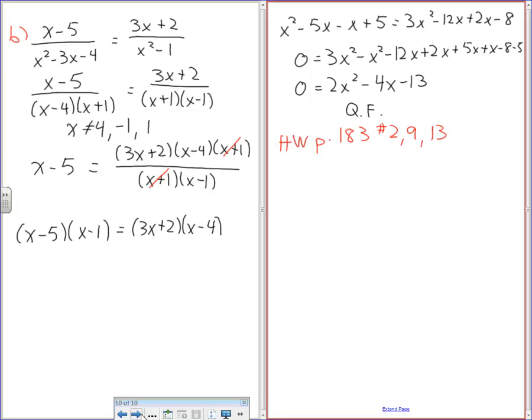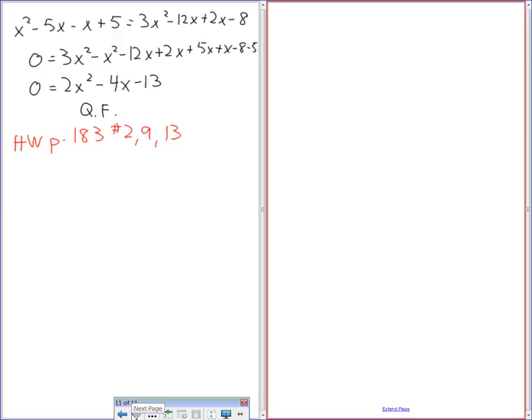Today's lesson, which is a continuation of this, is going to be called solving inequalities. Now we've done some of this already.